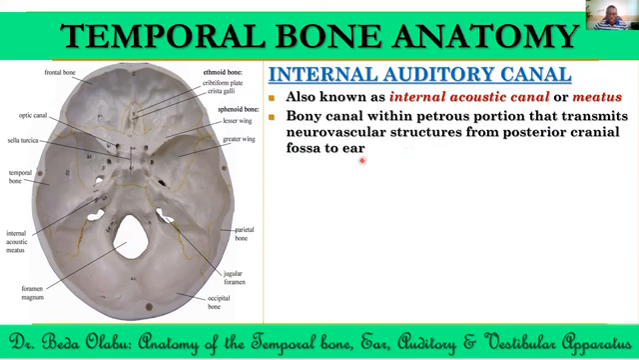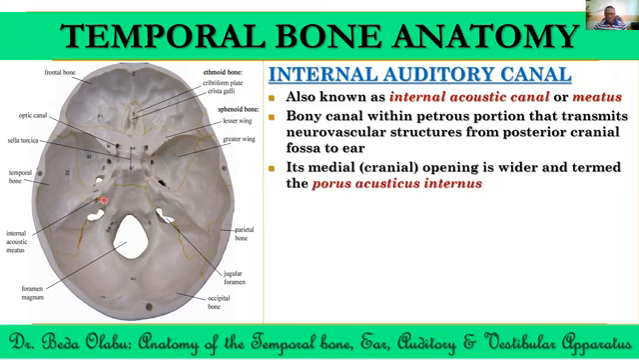So this internal auditory meatus or internal auditory canal is a bony canal within the petrous portion of the temporal bone. The aim of this canal is to transmit neurovascular structures from the cranial cavity to the ear. So that's the primary role of the internal auditory canal. Now, the medial aspect of the canal, which is this point here, is what we call the porus acousticus internus. It's the medial opening of the canal.